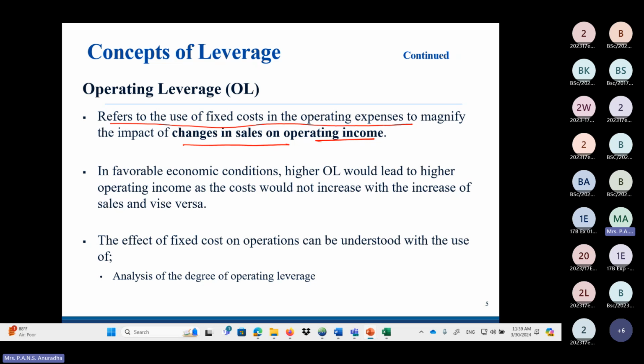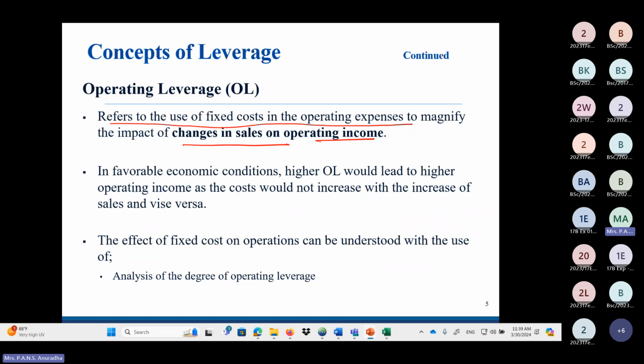We are financing expenses, operating expenses. So operating leverage means use of fixed costs in the operating expenses in the way to magnify return, ultimately to the shareholder. So in the way to magnify the impact of changes in sales on the operating profit, that is what we call operating leverage. So operating leverage is the use of fixed operating expenses to magnify the impact of change in the sales.